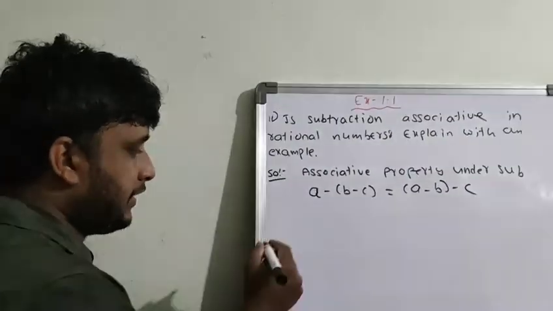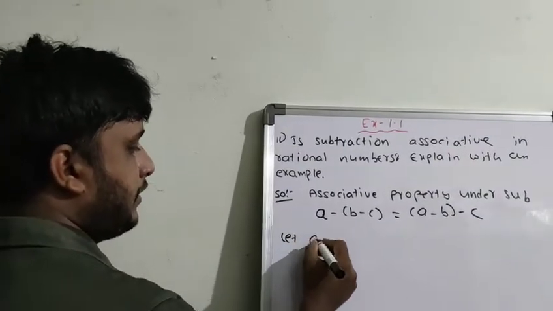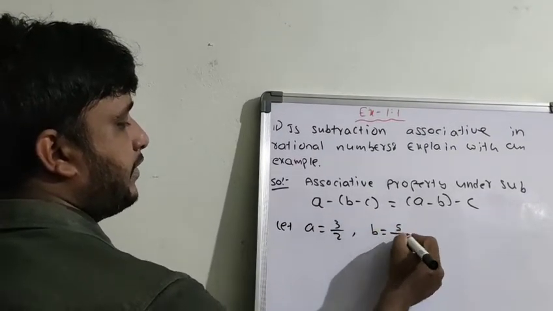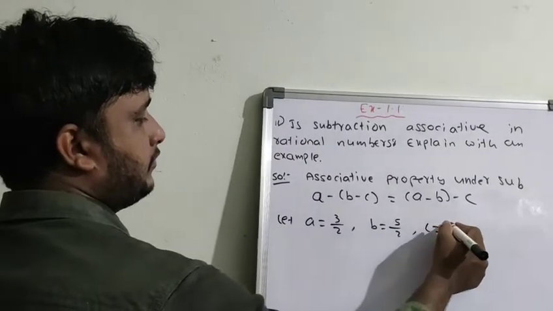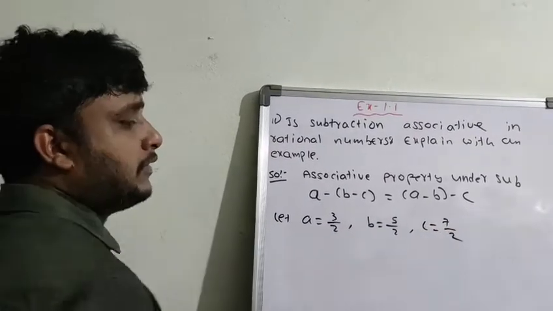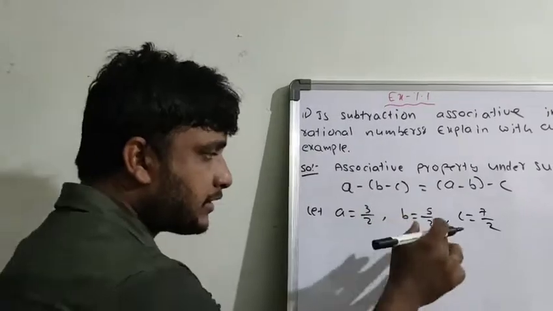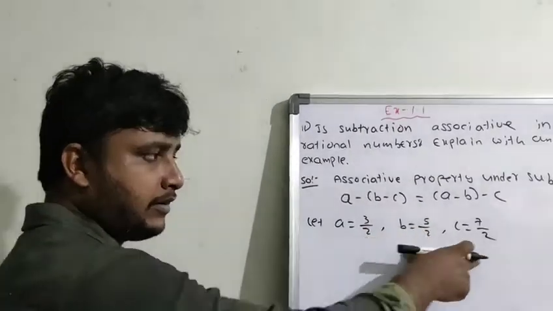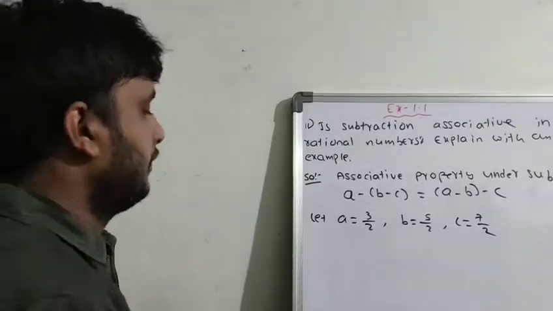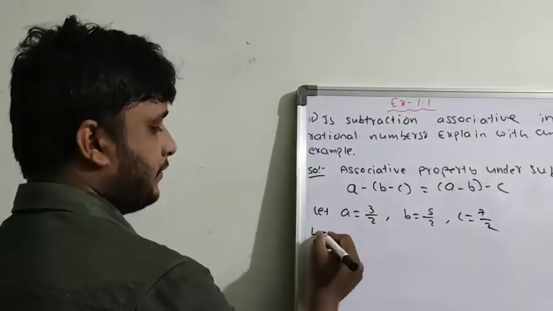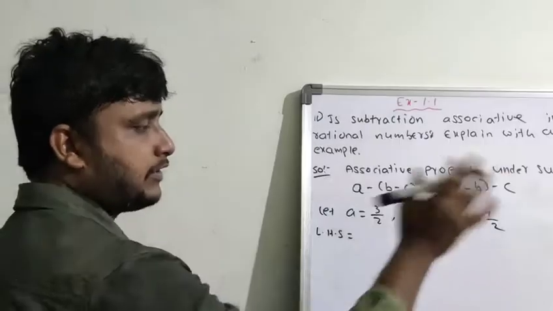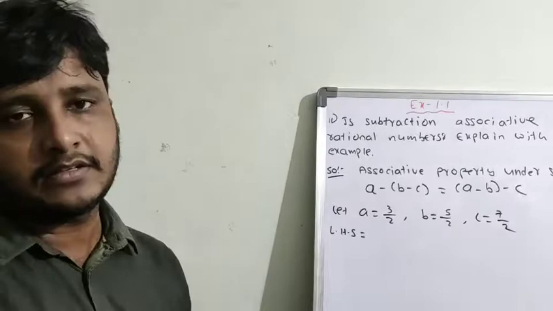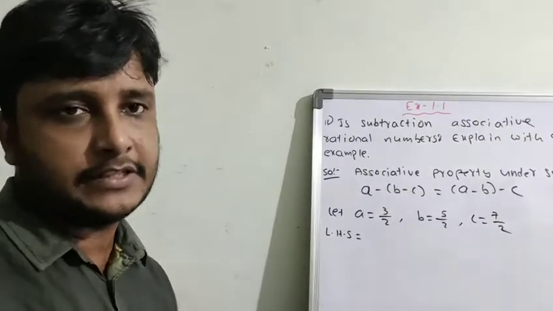So we have to take variables. Let a equal to 3 by 2, b equal to 5 by 2, c equal to 7 by 2. These numbers are our wish. We can take any numbers, but I am taking these for ease of calculation. So first we will take the left hand side and substitute. Then on the right hand side, substitute and calculate. Then check the answer. If both are the same, then it is satisfied. Otherwise, it is not satisfied.